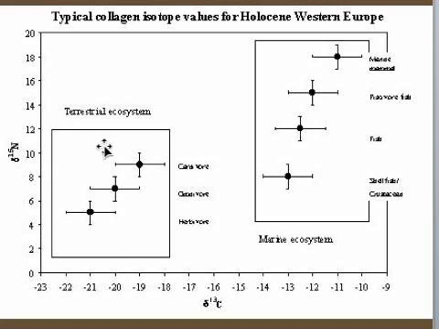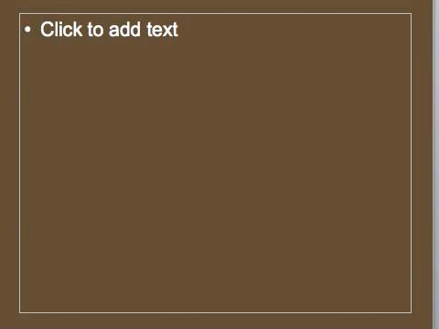So if you analyze someone's bones, and this is talking about Western Europe from the Holocene, you can see this terrestrial ecosystem, and you can see more of a marine ecosystem. So you could take a whole host of bones from a site and figure out what the diet was like, and then compare it over time. And that's something that we'll actually talk a little bit more about next week as well. With diet, you can look at changes through time.